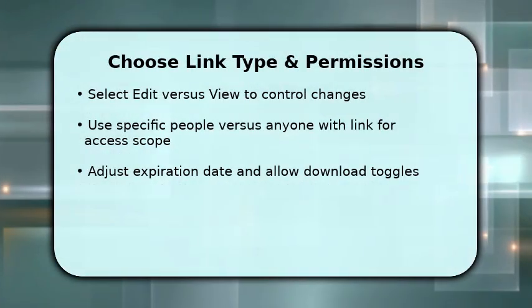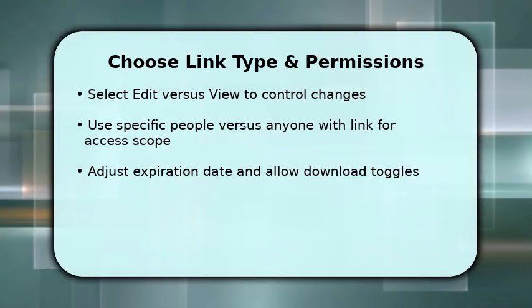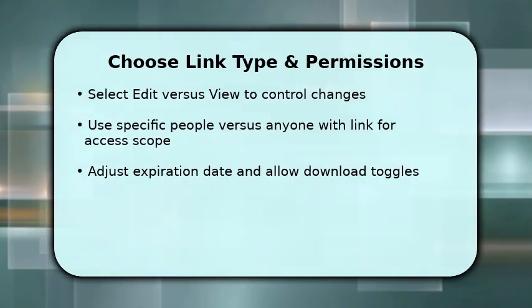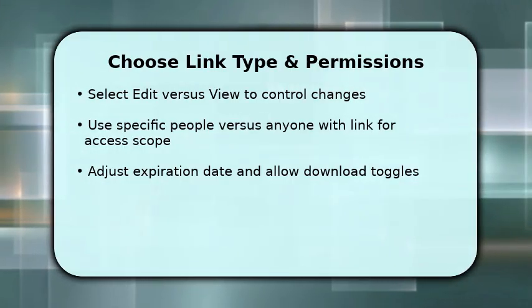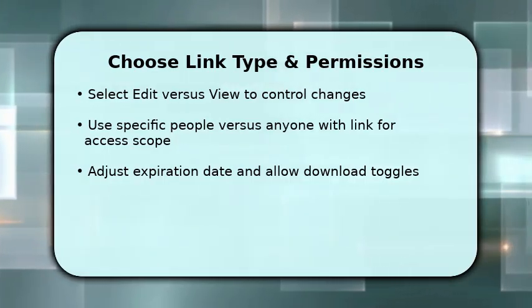Now you pick the precise link settings. Choose Edit if recipients must modify cells, or View if you want read-only access. For tighter security, choose specific people and enter emails. Once done, only those accounts can open the link.